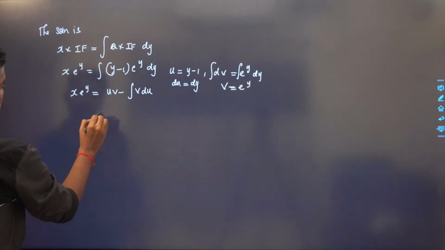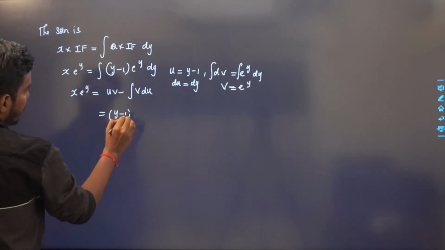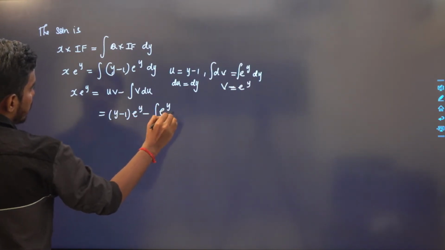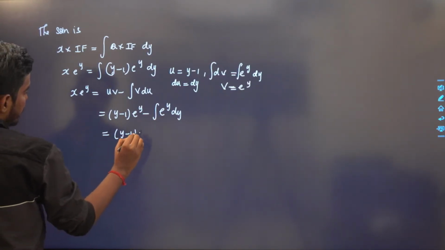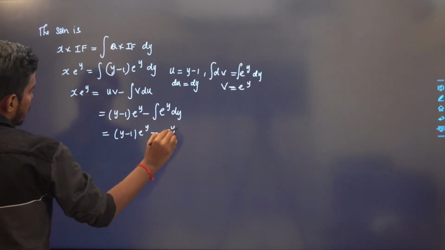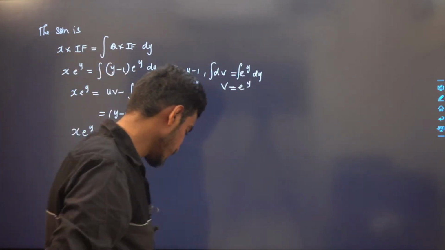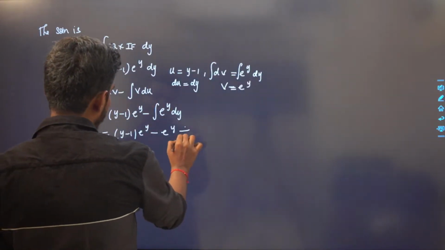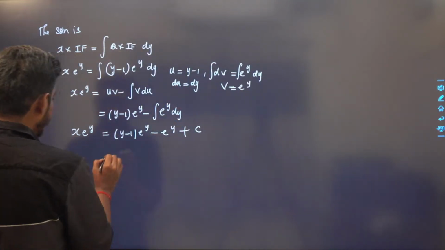So this will be u into v. So u is y minus 1 into e power y, minus integration of v dy. So y minus 1 e power y minus e power y. So x e power y is equal to y minus 2 e power y. Let us add some constant c, right? So this is the required orthogonal trajectory.